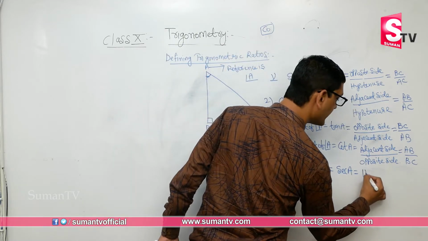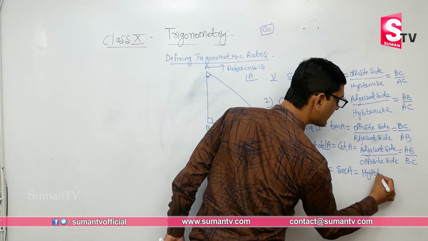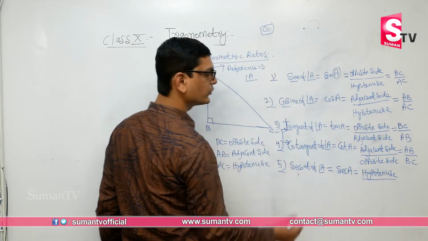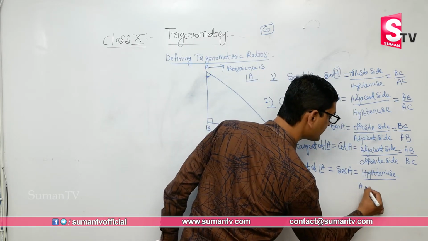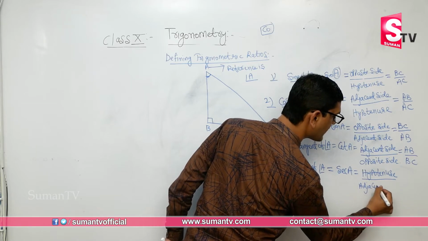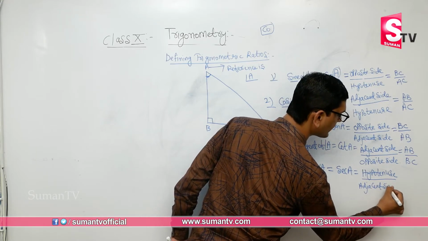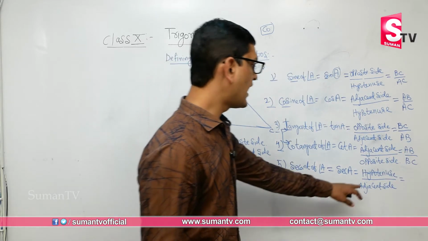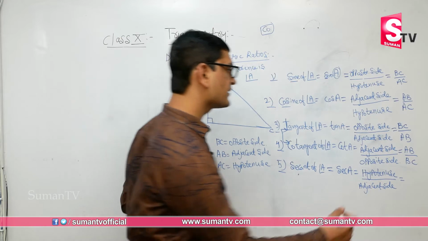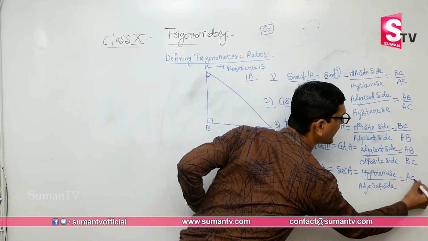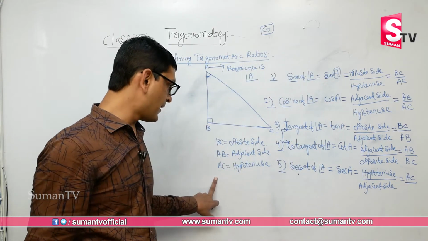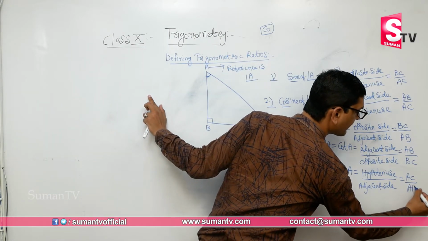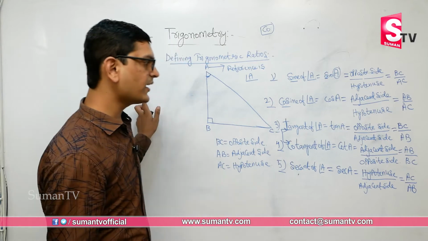It is nothing but hypotenuse by adjacent side. Hypotenuse, we will take it as AC, by adjacent side, we will take it as AB.